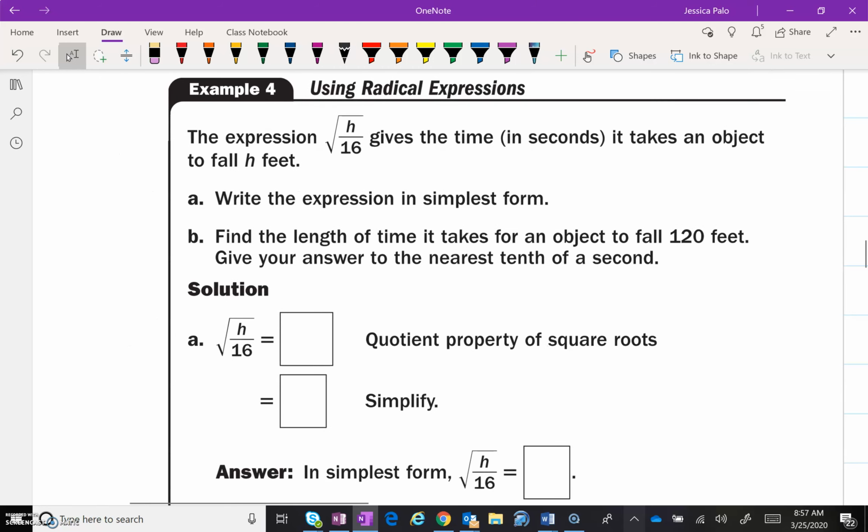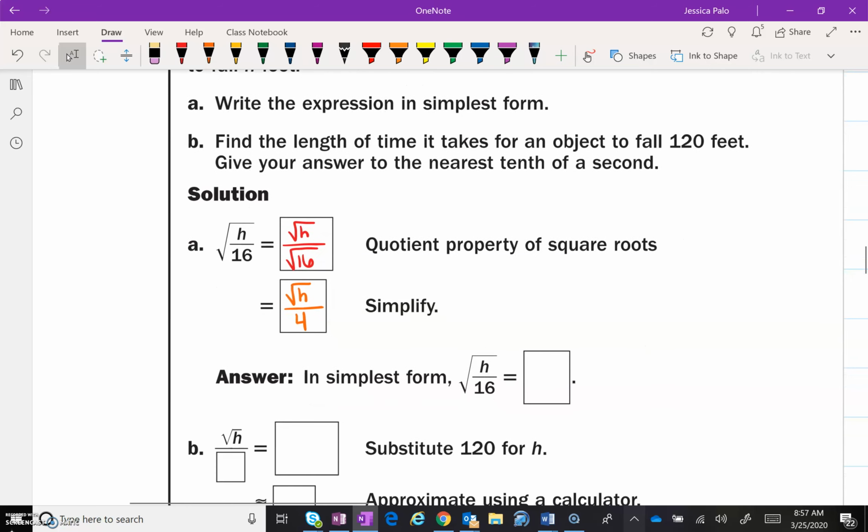We're given radical h over 16. Well, we know we can't have a radical in the denominator, so we need to separate this and give each part of this fraction its own home. Radical h over radical 16. Can h be simplified any further? No, there is no exponent, so this is prime. So radical h stays radical h over the square root of 16, which is 4. So in simplest form, the expression that we were given becomes radical h over 4.